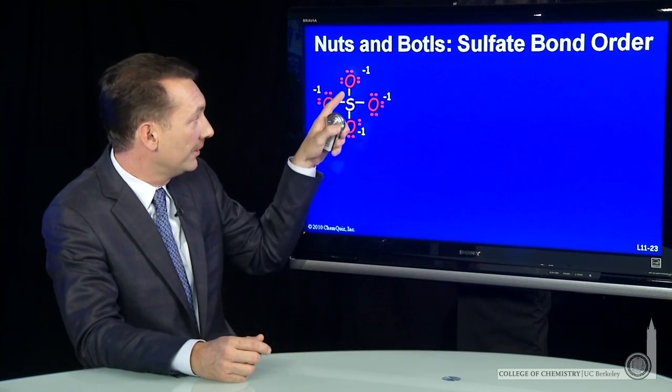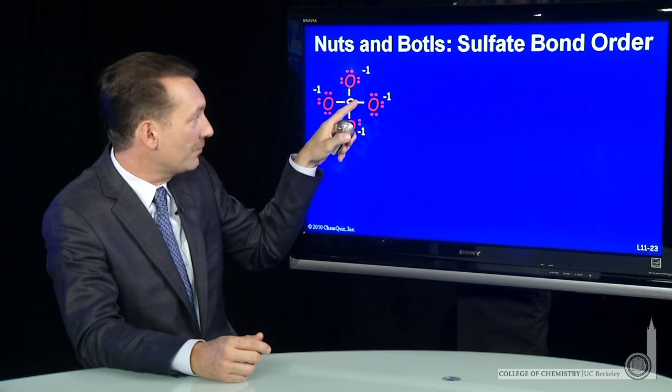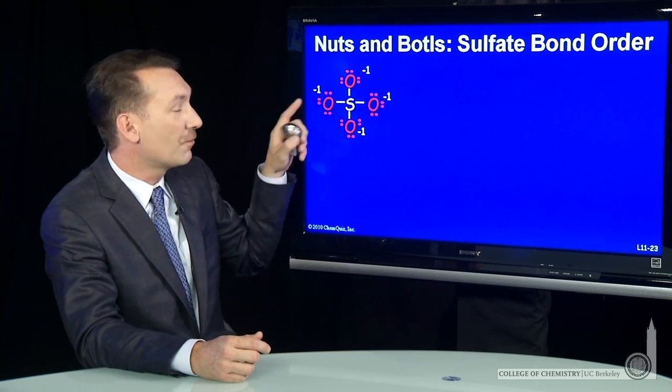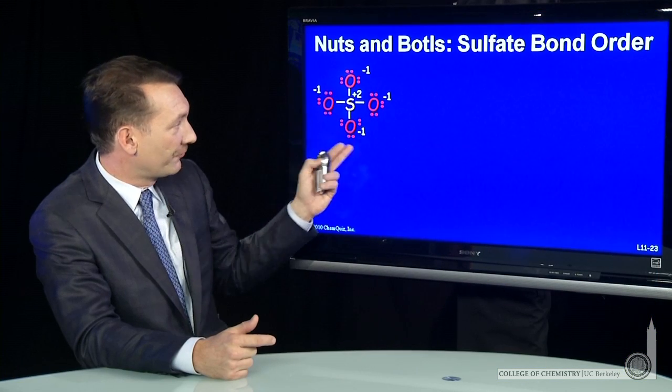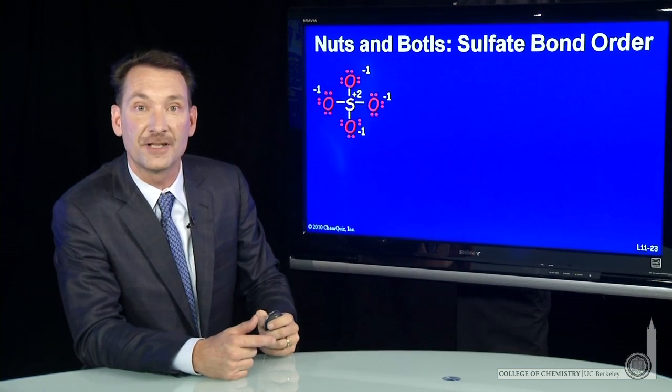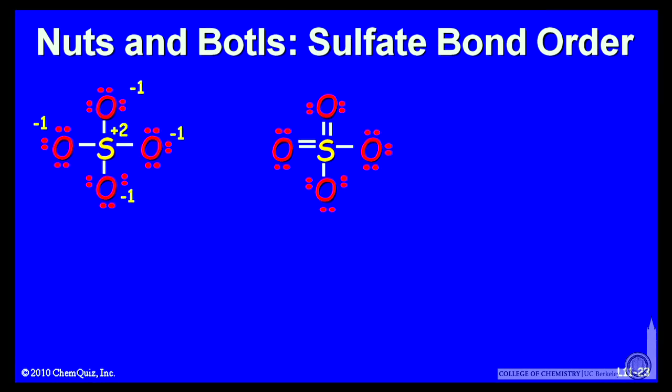The sulfur, I'll share electrons in this bond. So I'll get 1 from that bond, 1 from that bond, 1 from that bond, and 1 from that bond, a total of 4. Sulfur normally has 6, so it has 2 fewer. It'll have a +2 formal charge. So there we've determined the formal charges for that Lewis electron dot structure. Not the only Lewis electron dot structure we can draw for this.